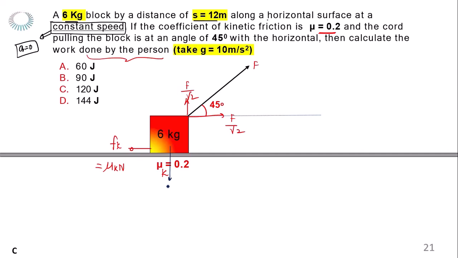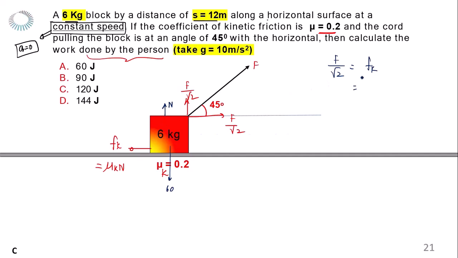Now, 60 Newton is acting downward and upward normal. So now I can use this equation to calculate the N and Fk. Now, there is no acceleration. So, since there is no acceleration, net horizontal force should be balanced. So, I write F by root 2 should be equal to f. F by root 2 is rightward, f is leftward. So, F by root 2 should be equal to f.